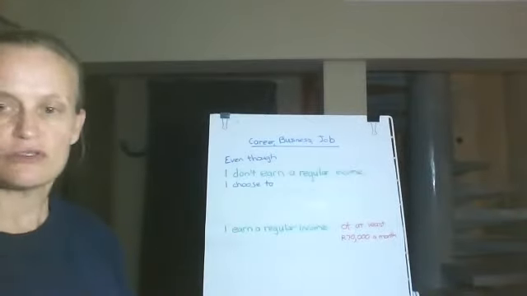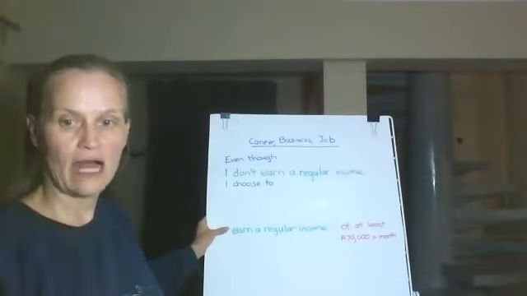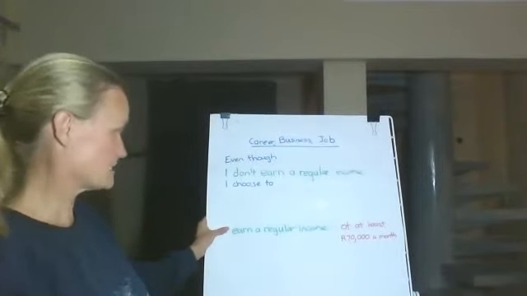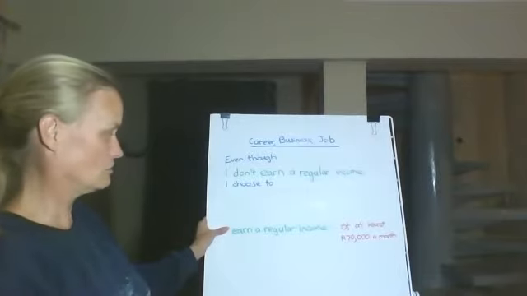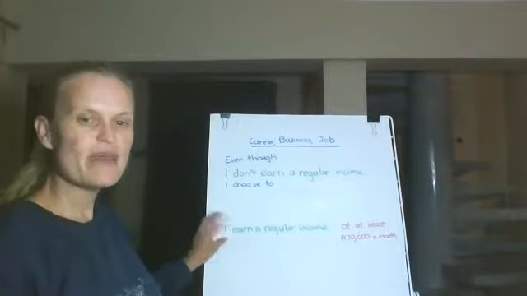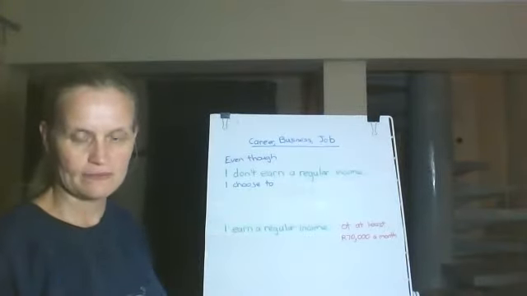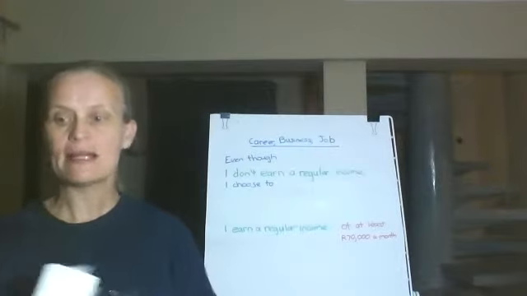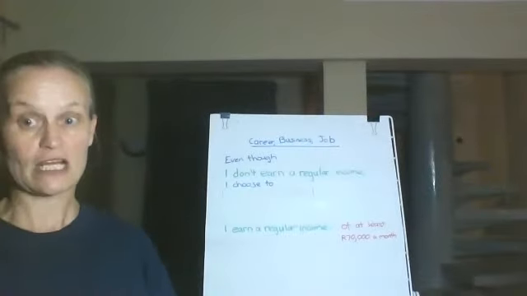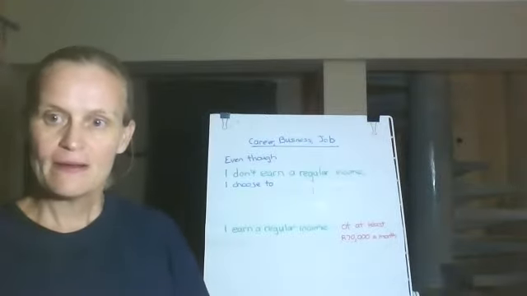You just want to scribble out this here, and it'll make sense. Even though I don't earn a regular income, I choose to earn a regular income of at least 70,000 Rand a month. So you may need to change this sentence so that it makes sense as you do that. So there you go. That's the simplest way of doing it. I choose to. EFT script.